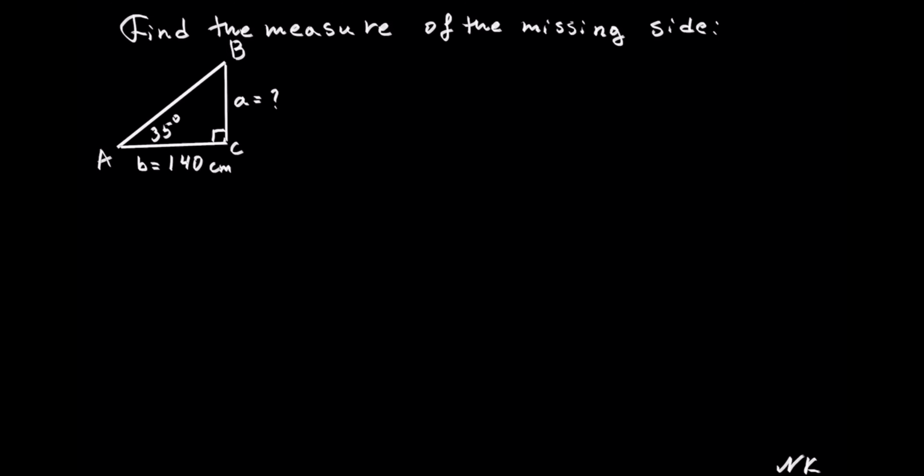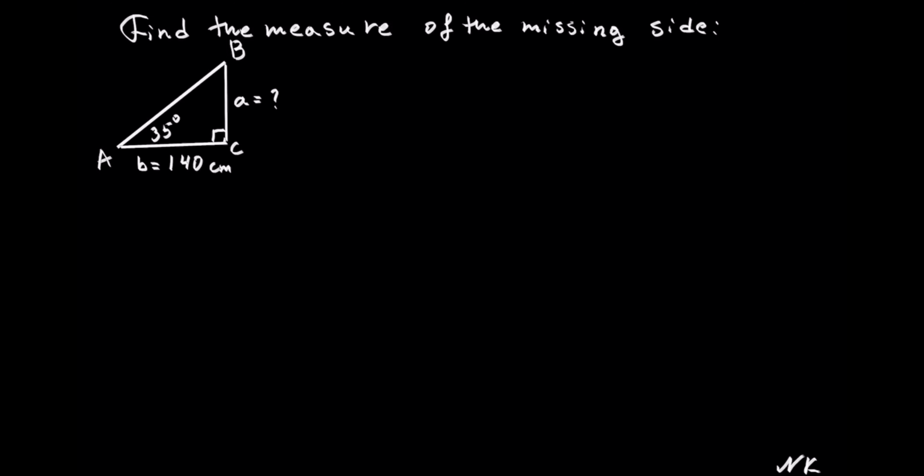Hello. In this video we will be looking for the measure of the missing side of a triangle using trig. In the given triangle ABC, we know that angle A is equal to 35 degrees, side B is equal to 140 centimeters, and side A has a question mark, which means we will have to calculate it.